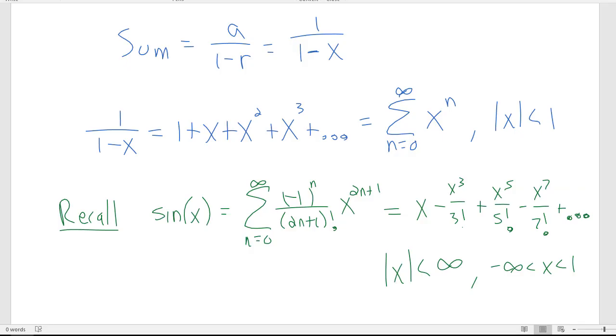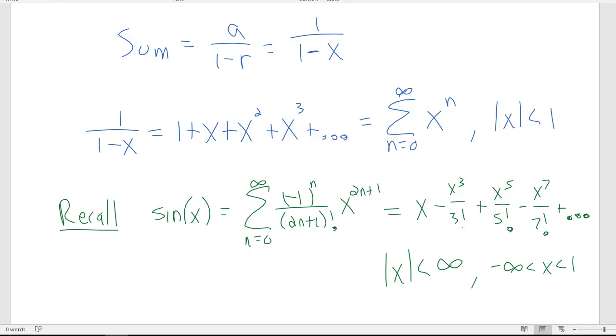So when we take a function like 1 over 1 minus x or sine x and we find its power series, it's really important for us to know where is that valid, right? Where does it converge? We are only interested in series that converge. Those are what's going to be meaningful to me. Series that don't converge are not going to be meaningful to me.